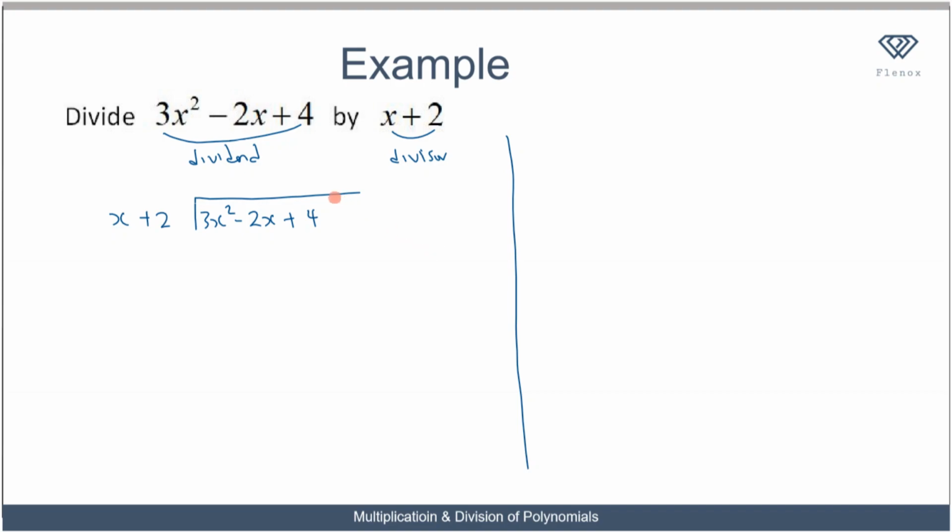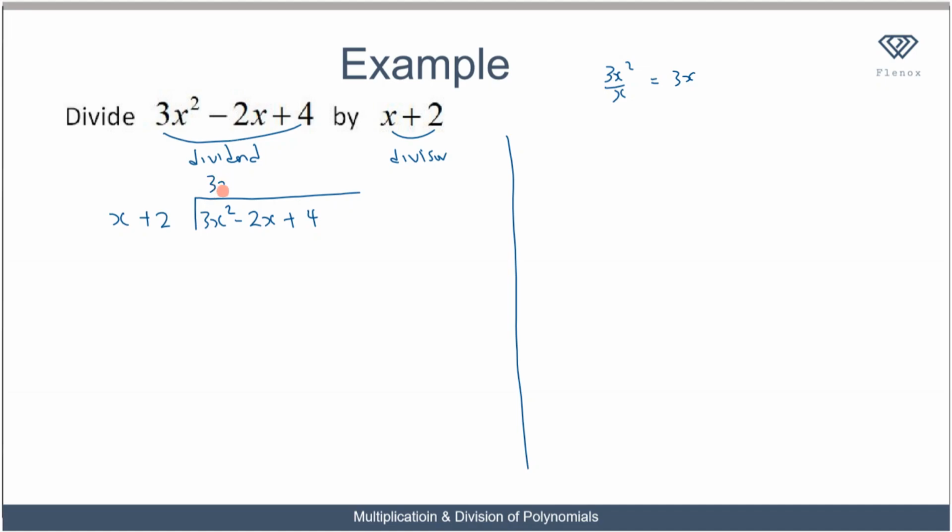To start with again, there are two ways to think about it. You can say, what would I multiply this term here by in which I will get 3x squared? If you think about it, you will have to multiply by 3x. I write 3x. Another way to think about it is you divide the first term here, which is the greatest power of x, by the first term in the divisor, which is also the greatest power of x. So in this case, I can say 3x squared over x, which gives me 3x.